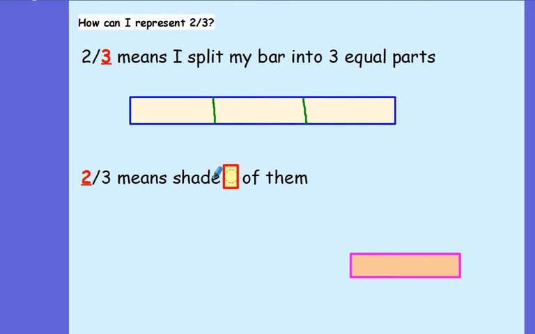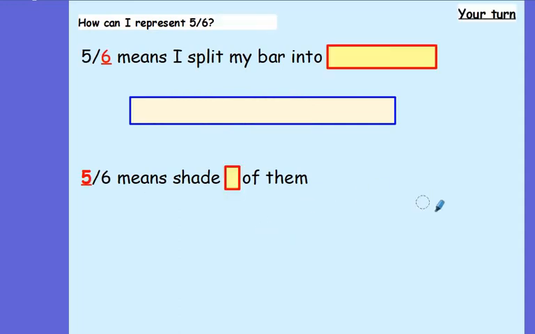Okay, Ione, this time how many of those parts do I need to shade in for 2/3? 2 of them, brilliant. So let's shade those 2 in. Any 2 will do. I'm going to choose this one and this one. So there's my 2/3 shaded in. Over to you, Year 7. In your light blue books, can you please draw a bar and show me 5/6? Pause the video and complete that now, please.